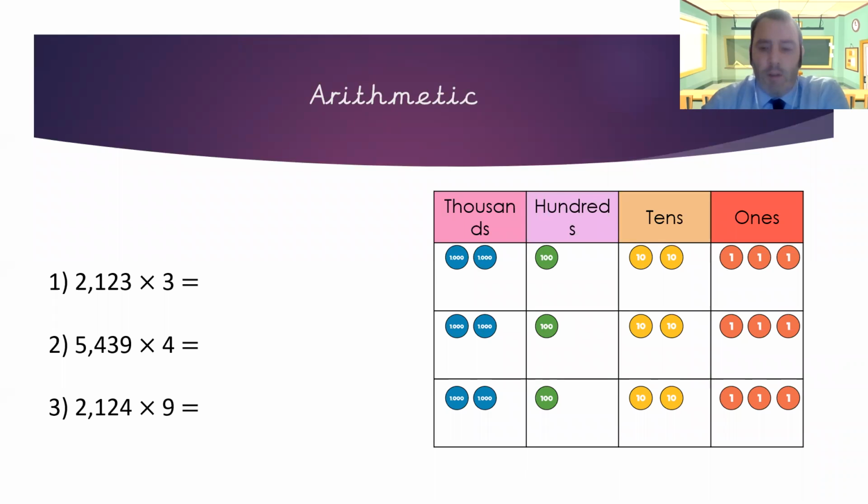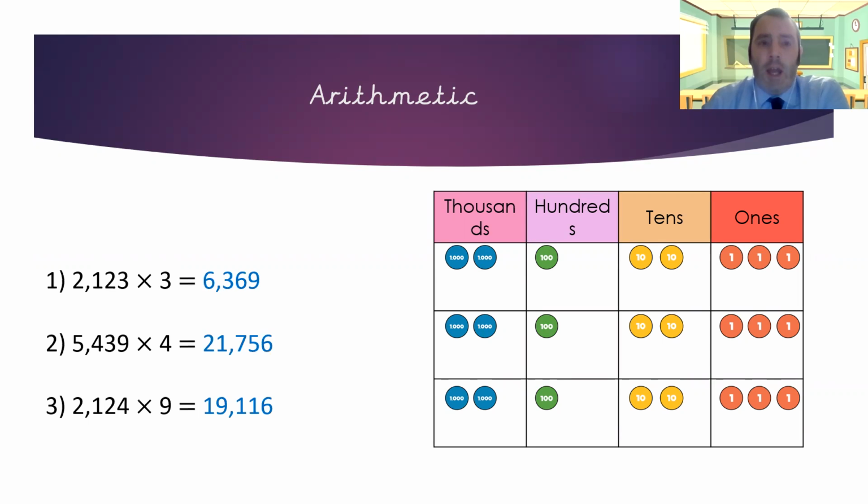Okay, well done. You got through that very quickly. Here are your answers for this. Question 1, 2,123 times 3 gives us 6,369. We can use the grid to work this one out by counting up how many counters are in each column to represent that place value in the written number. Question 2 and question 3 we should have done as the written method. Question 2, the answer is 21,756. And for question 3, the answer is 19,116.